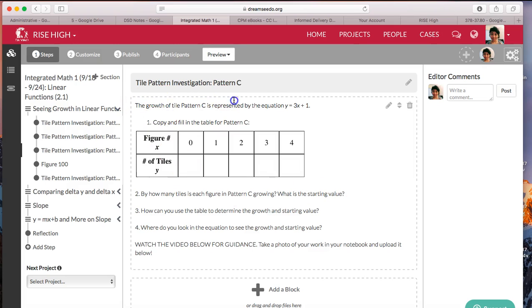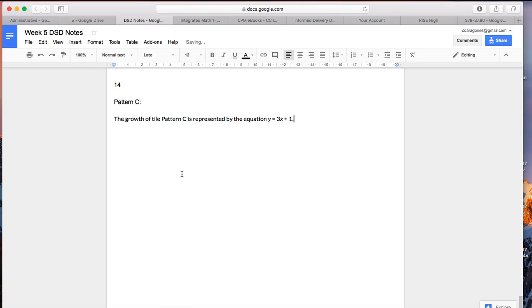So, we're going to go ahead and write this down in our notebook for pattern C. The growth of tile pattern C is represented by the equation y equals 3x plus 1. So I'm going to go ahead and let you copy that. Pause the video, make sure you have that written down, and then keep the video playing when you're finished.